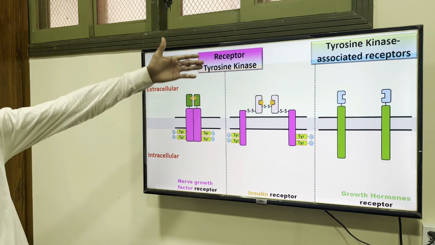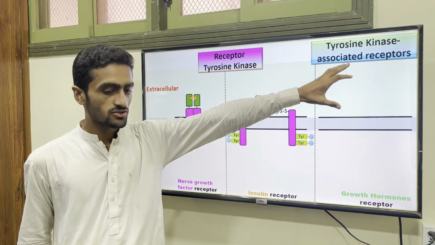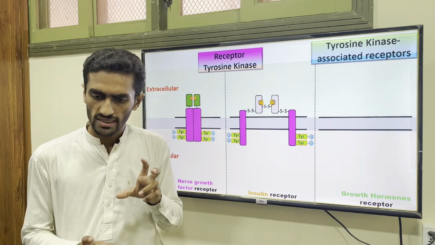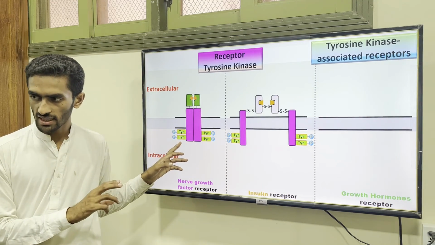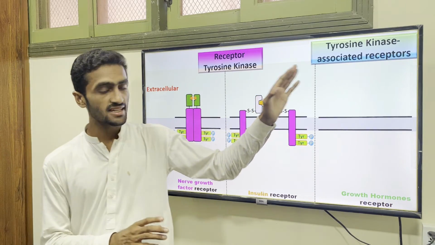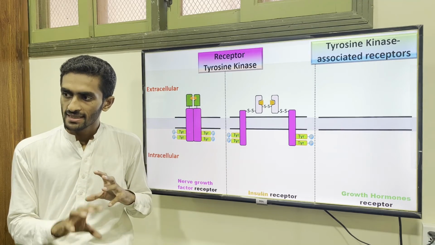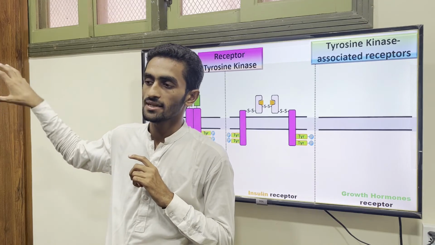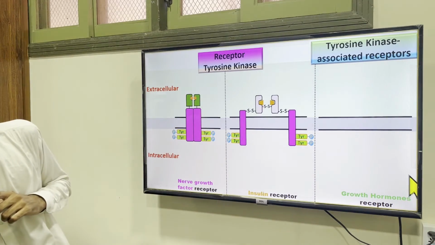Now come to the tyrosine kinase associated receptor. It is a little bit different. In the previous cases we have seen autophosphorylation occurring, and the dimer was already made. In this case, when the tyrosine kinase is activated, it causes phosphorylation of itself and also phosphorylates some other protein which is present inside the cell. So let's see what is happening.